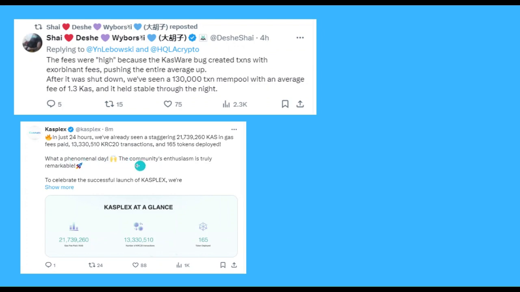What a phenomenal day. The community's enthusiasm is truly remarkable, and this is a great launch of Kasplex. But the point here is the scalability was really impressive, and the fees weren't over the top, and this was on 1 block per second. So really, really positive news for KAS.